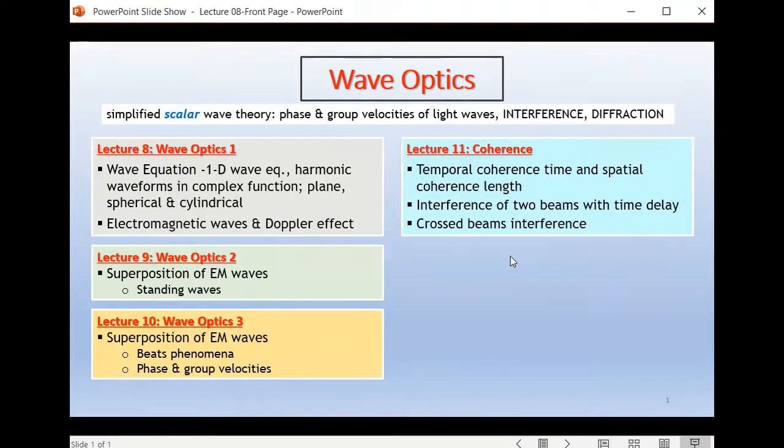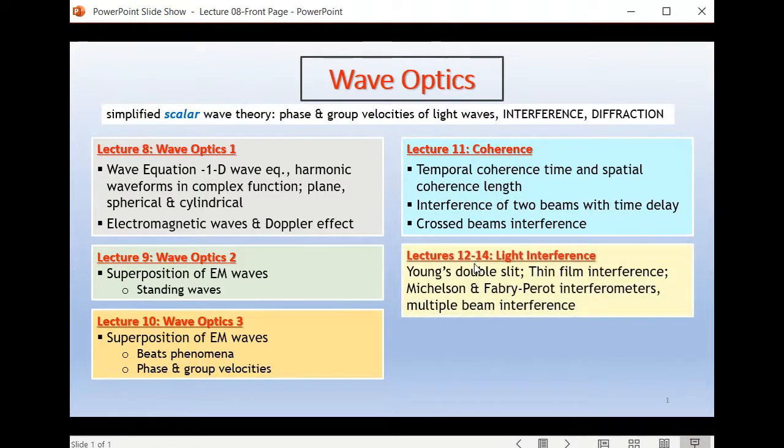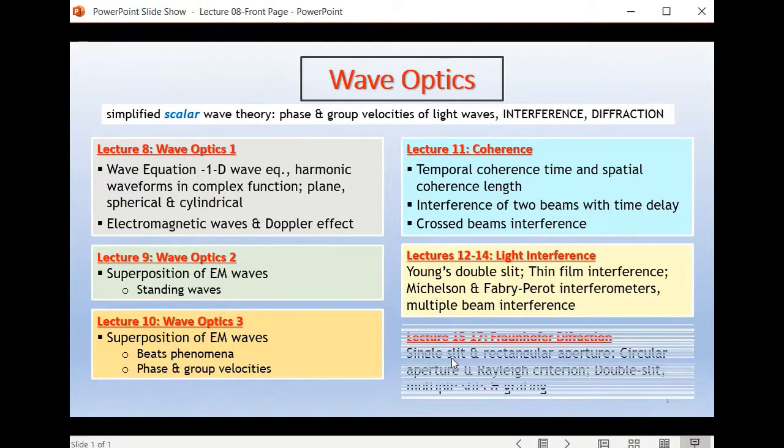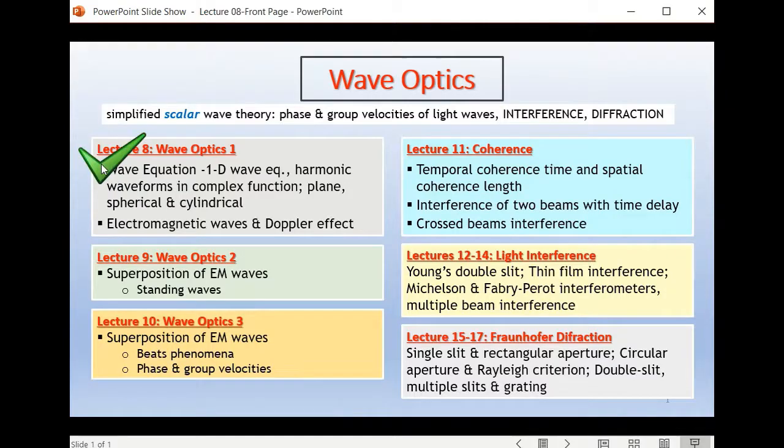In lecture 11, we shall discuss the concept of coherence in dealing with light interference as a precursor to lectures 12 and 14, where light interference in a few interferometer arrangements shall be explained. Wave optics shall conclude with Fraunhofer or far-field diffraction in lectures 15 to 17. And we shall start with lecture 8.